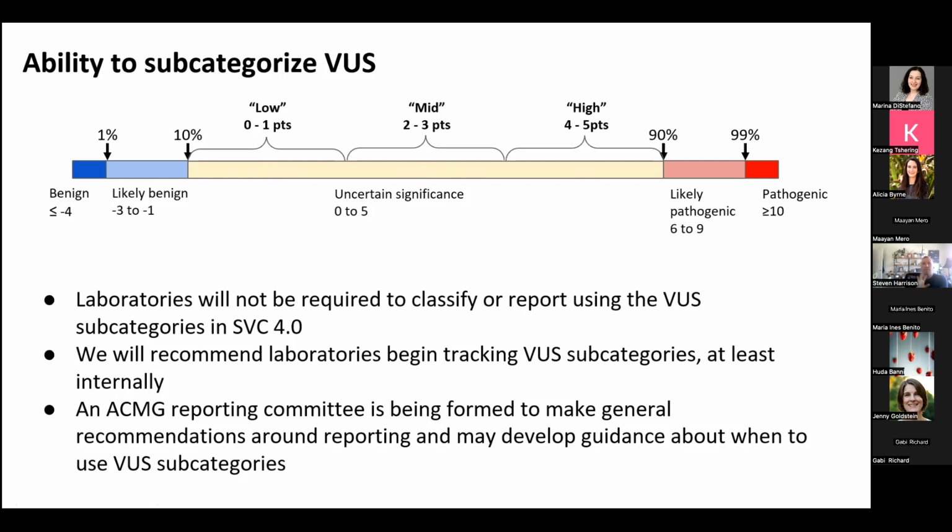We're not saying that this is a terminology labs need to use on reports or anything like that. We're more asking labs to at least start tracking this so we can get more information about the spectrum of VUSs and reclassifications of these within the different tiers.